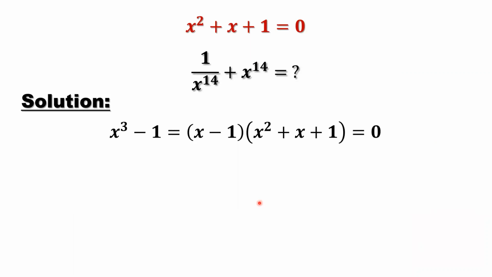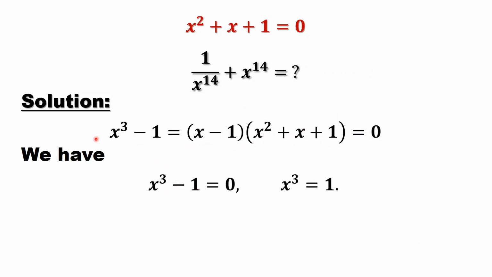First of all, consider a formula. X to the power 3 minus 1, we can factor this using the formula. It is equal to x minus 1 times x squared plus x plus 1. You can check this. This one equals 0. Why? Because x squared plus x plus 1 is given, so this equals 0. So this implies x to the power 3 minus 1 equals 0. What does this mean? This means x to the power 3 equals 1.